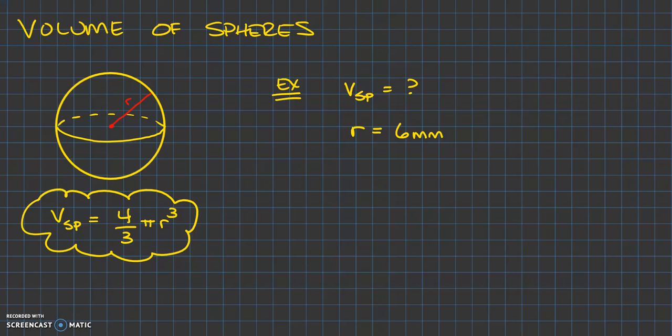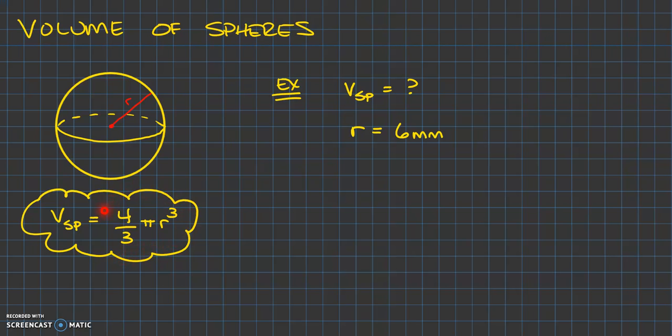Students, in this video, we are going to work through the volume of spheres. So we've looked at the volume of cylinders, and we've looked at the volume of cones. And those formulas are very similar. Volume of a cone is 1/3 the volume of a cylinder. But when we come to spheres, it's a little bit different.